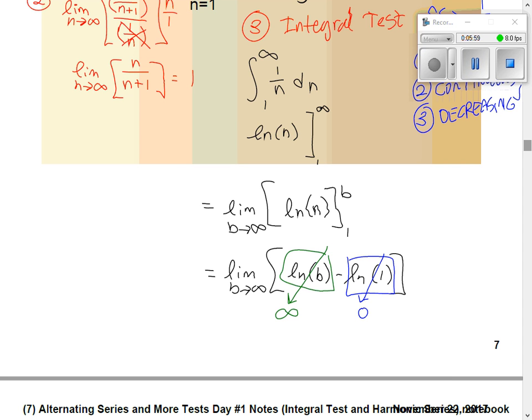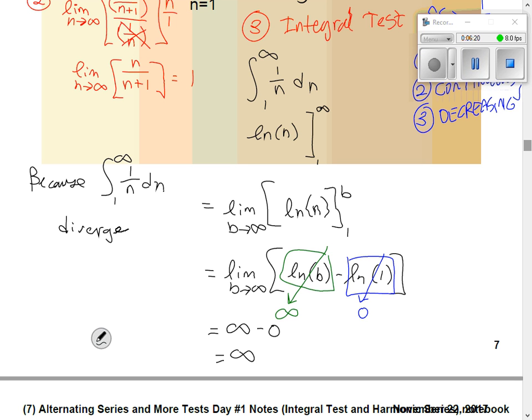So infinity minus 0 is infinity. What does this tell us about the series? It diverges. Because the integral from 1 to infinity of 1 over n dn diverges, then the series from n equals 1 to infinity of 1 over n will also diverge. Of course, those first three criteria, positive, continuous, decreasing, have to be true as well.